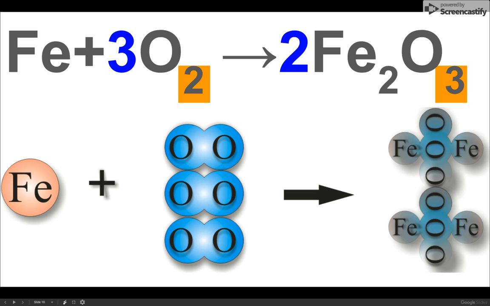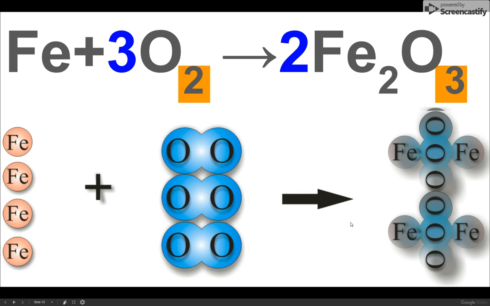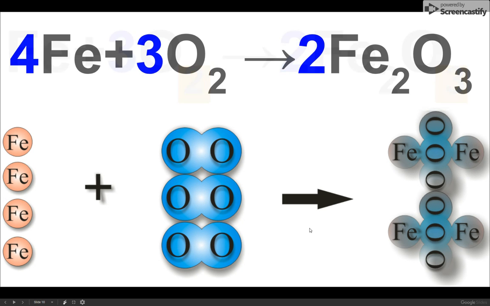We've balanced this part. Hold on a moment. You only have 1 iron and you needed 4. Well, there we go. We add the 4 irons we need now, and bingo, it's done. We've balanced it. 4 iron atoms and 3 pairs of oxygen can make 2 fidget spinners. And it's balanced. And it's rust.